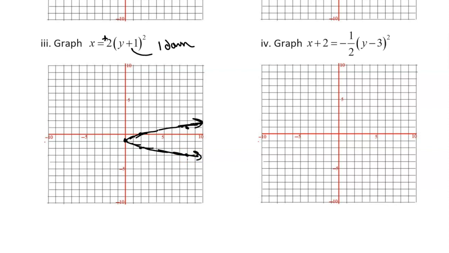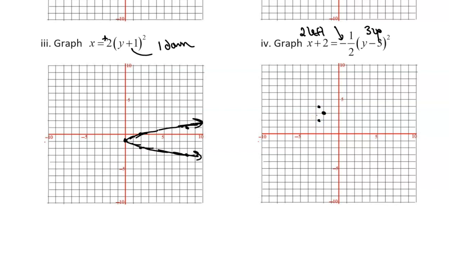And then finally, let's look at this last example here. So once again, this is going to tell us that we're going to go 2 units to the left, and we're going to go 3 units up. So if we go 2 left and 3 up, we're going to start right here. And now we have a negative, and this negative is going to tell us that our parabola won't be opening to the right, but we're actually going to open to the left. And the 1/2 is going to tell us that we're going to have to squish the amount that we were normally going over. So if you usually went over 1, up 1, we could only go over 1/2.